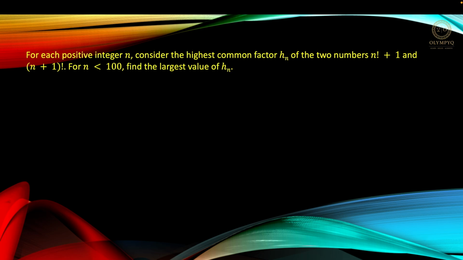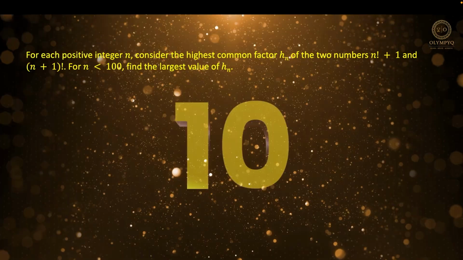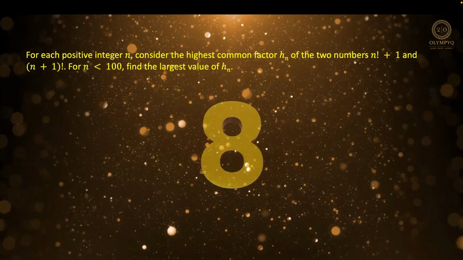In this intriguing puzzle, we are tasked to identify the largest value of hn, with the given condition that hn is the highest common factor for the two given numbers n factorial plus 1 and n plus 1 factorial, where n is less than 100. I'll give you 10 seconds of time, so start thinking and solving.